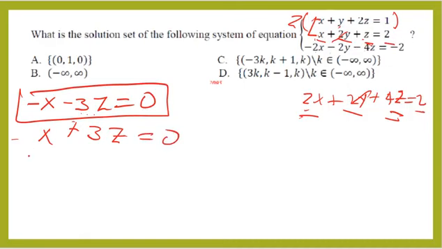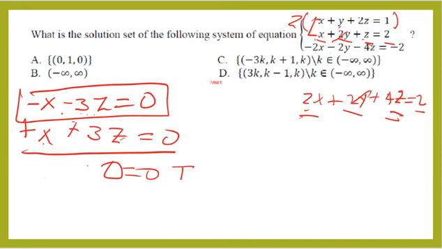Then when you see this, these two equations are the same. If you add them vertically, negative x plus x is 0, negative 3z plus 3z is 0. So 0 is equal to 0, which means it is always true. So x and z can be any value. We can take any value. So observe the choices now.